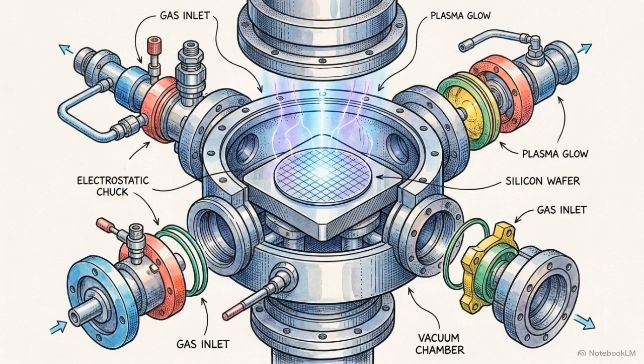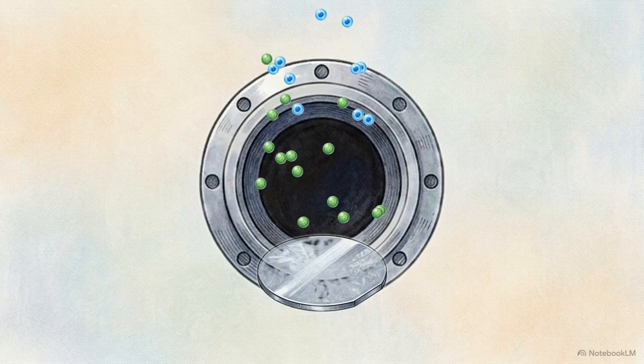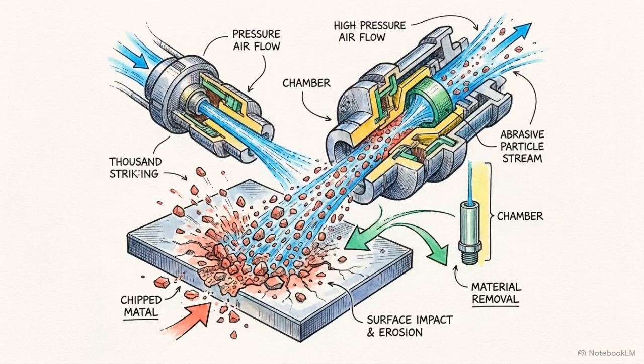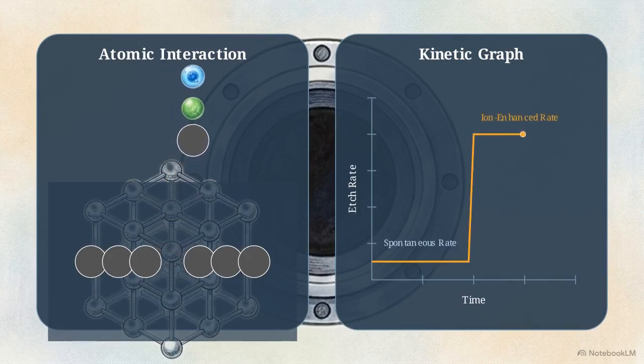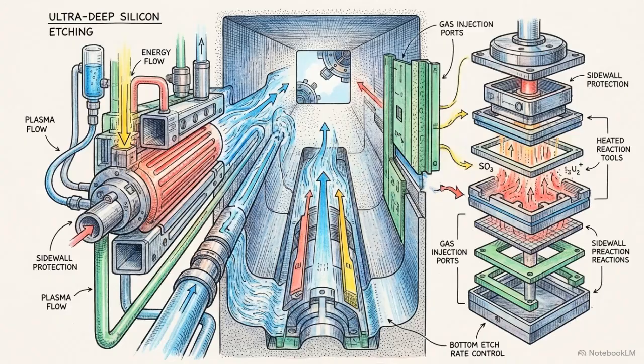To achieve perfectly vertical profiles, fabs transition to dry plasma etching, a highly calibrated synergy of volatile chemical reactions and mechanical force operating within a vacuum. A common misconception is that dry etching relies purely on physical force, like a nanoscale sandblaster. In reality, it is an ion-enhanced chemical reaction. The physical bombardment specifically accelerates a chemical process at the etch site. Achieving perfectly anisotropic, three-dimensional architectures requires controlling the exact ratio of mechanical bombardment to chemical reaction.